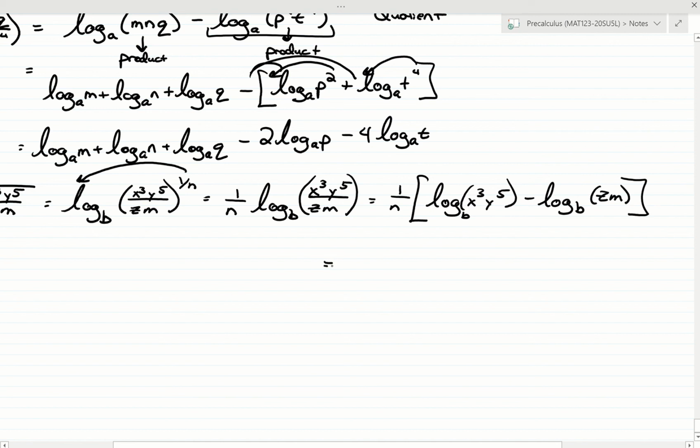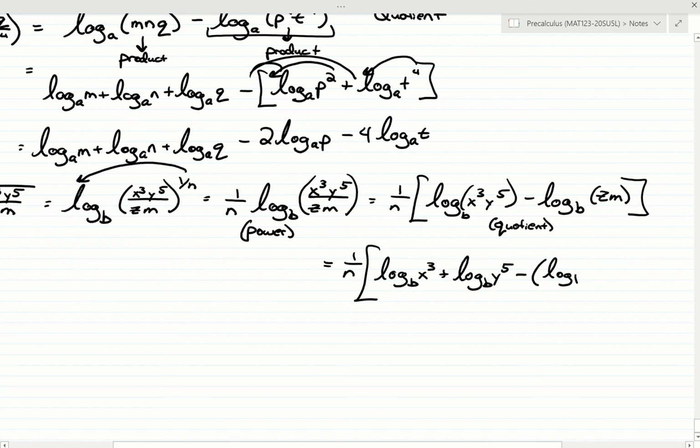And then we could finish this using a product property and then a quotient property and then a power property. So right here we use the power property. Right here we use the quotient property. And now we're going to have 1 over n times log base b of x to the third plus log base b of y to the fifth minus log base b of z plus log base b of m.